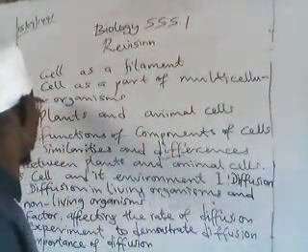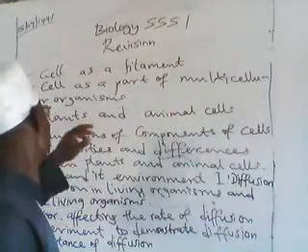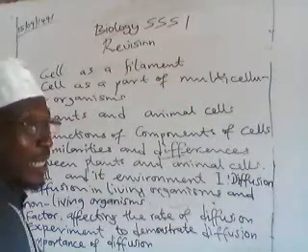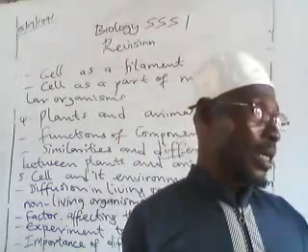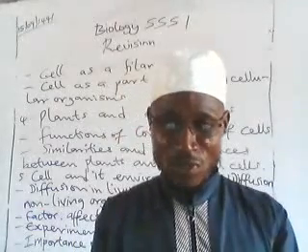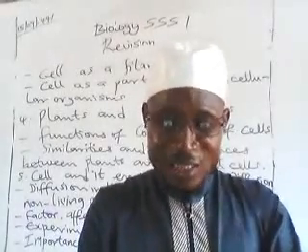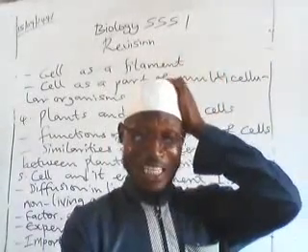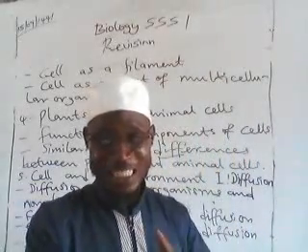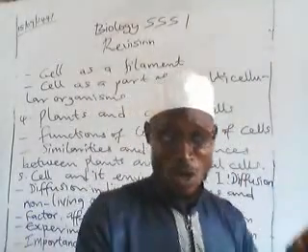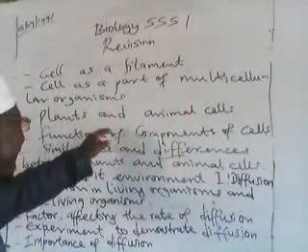Another form in which cells exist is as part of a multicellular organism. Examples of such cells, as I told you at the beginning of this class, are white blood cells, red blood cells, cones of the eye and rods of the eye. Such cells are also referred to as specialized cells. They cannot exist as a single organism. They are not single-cell organisms.